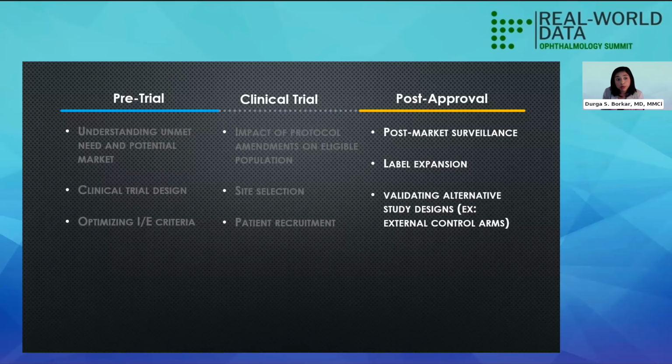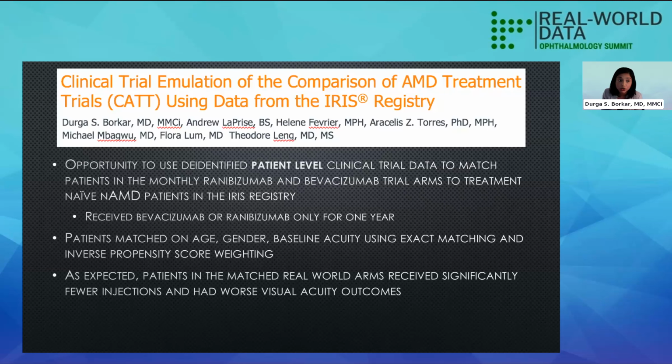When we look at post-approval, this is where we see a lot of the studies that we're presenting today. We can use real-world data to look at post-market surveillance in lieu of a formal phase 4 study. We can use real-world data to understand if there are opportunities for label expansion. Others have mentioned that once drugs are approved, they're not always used in the same patient population that they were used in clinical trials. And then we can also use them to think about validating alternative study designs. So an example would be external control arms.